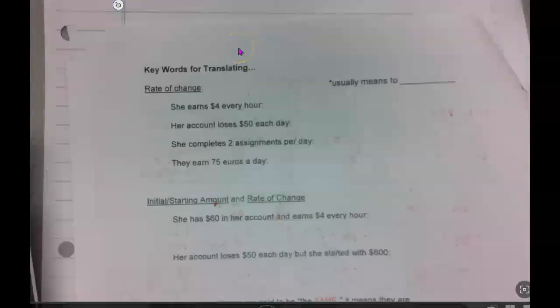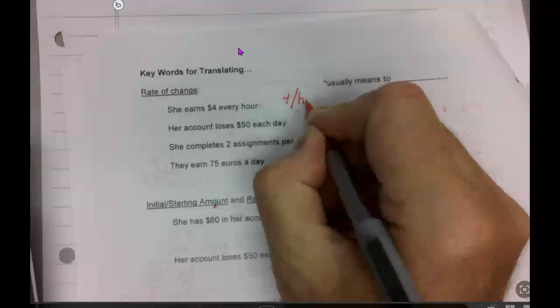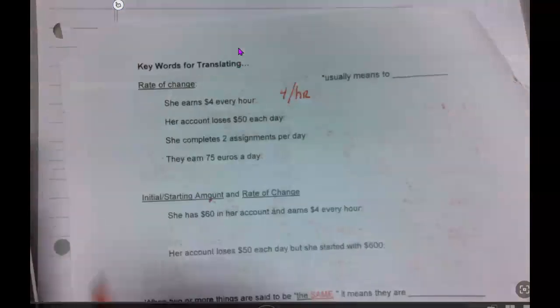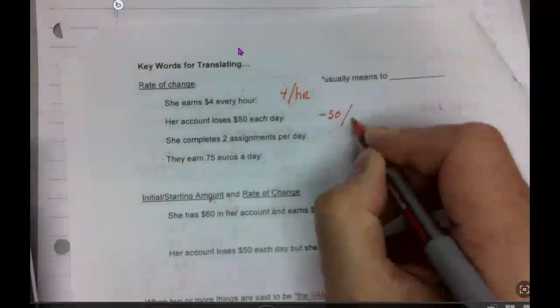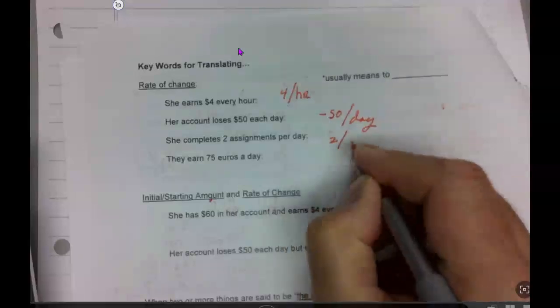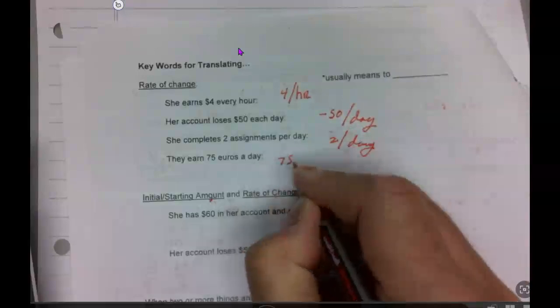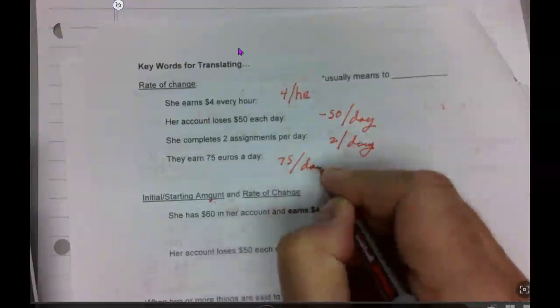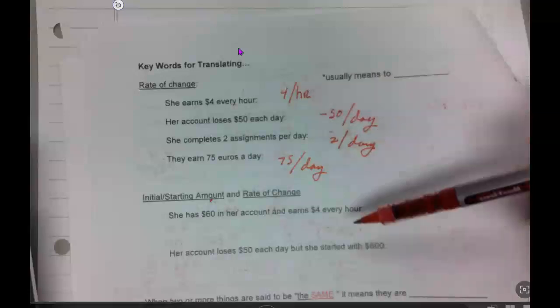14, rate of change. So, let me give you some examples of rates of change. She earns $4 per hour. That's a rate of change. Her account loses $50 each day. She completes 2 assignments per day. They have 75 euros per day. Those are all rates of change.